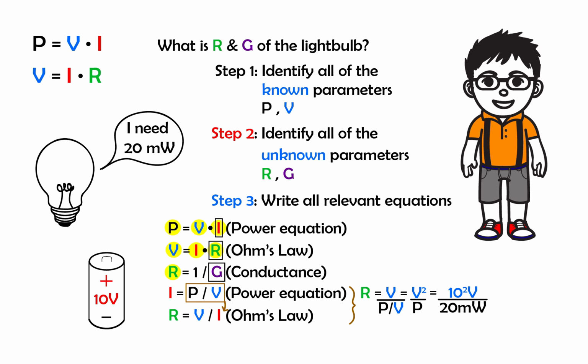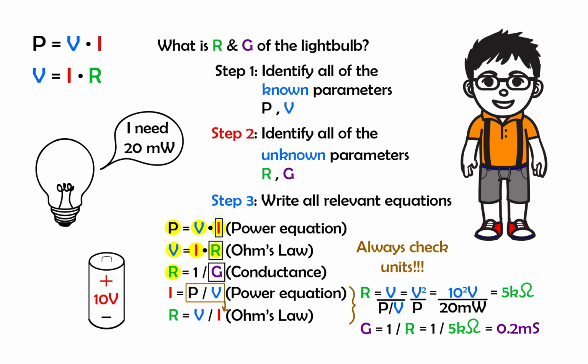R equals V squared over P equals (10 V) squared divided by 20 milliwatts, which gives us an answer of 5 kiloohms. Finally, the conductance is simply the reciprocal of the resistance. We have G equals 1 over R, or 1 divided by 5 kiloohms. Simple math tells us that the conductance is 0.2 millisiemens.